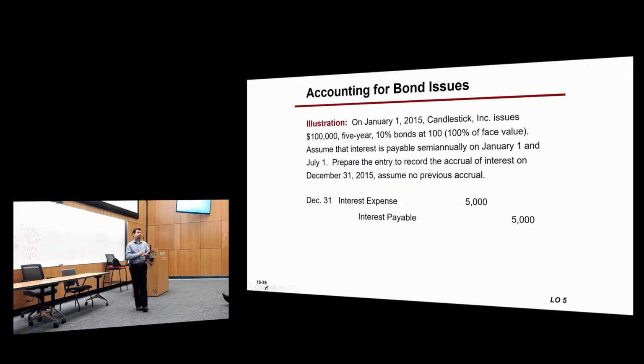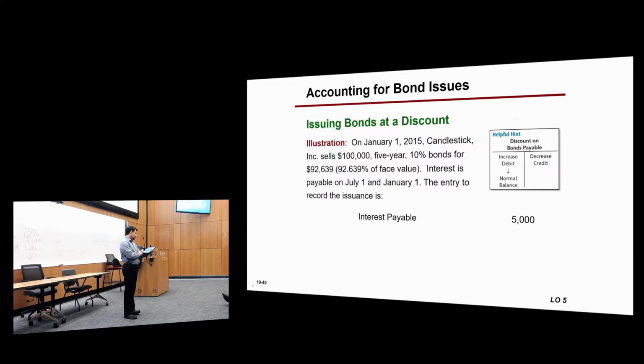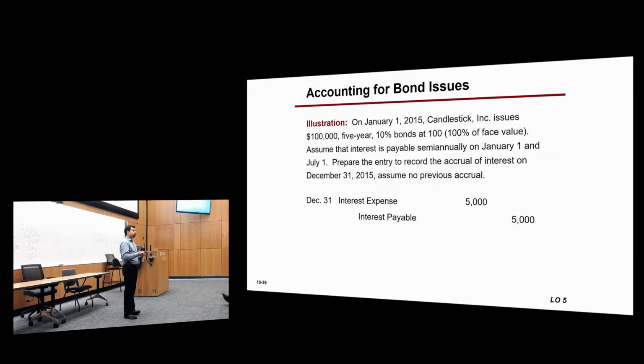On January 1st, when the company actually pays, the company will be paying their debt. So on next January 1st, the company will be paying interest payable, 5,000, and we would credit cash. So we would debit interest payable, we credit cash.